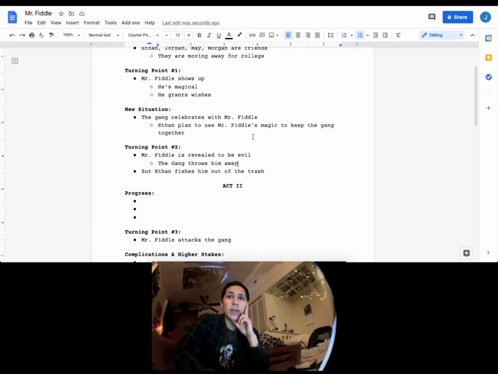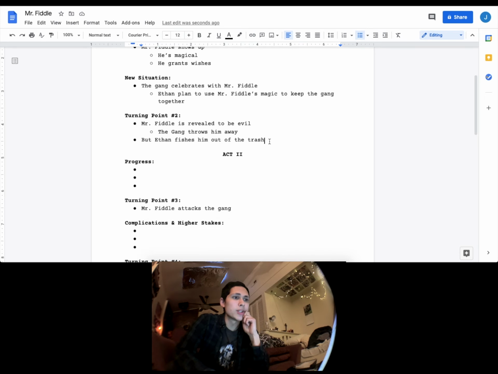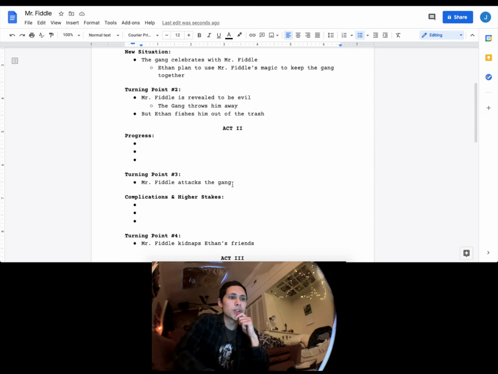And you know what? Sometimes with this process you realize things might work better at different moments. So my turning point here, Mr. Fiddle revealed to be evil, that could be a good midpoint just as well. Maybe that happens a little too fast in this current outline. So then you move things down.